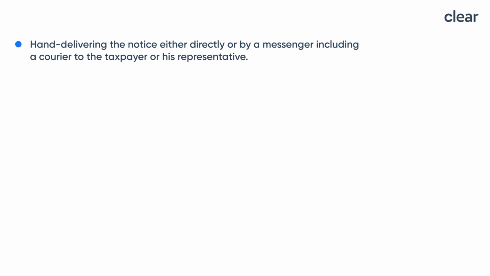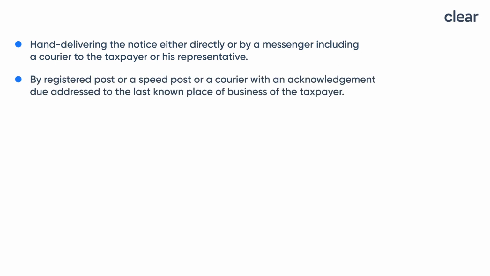Section 169 of the CGST Act states the different means of communicating the notices under GST. Any other mode of sending out a notice will not be valid under the law. Number 1. Hand delivering the notice, either directly or by a messenger, including a courier, to the taxpayer or his representative. Number 2. By registered post or a speed post or a courier with an acknowledgement due addressed to the last known place of business of the taxpayer.